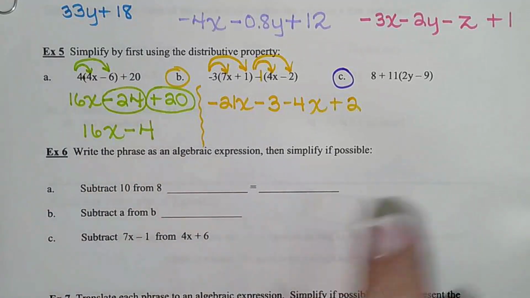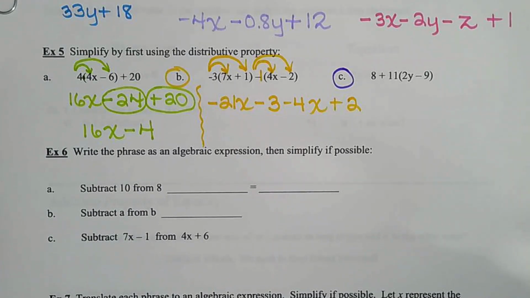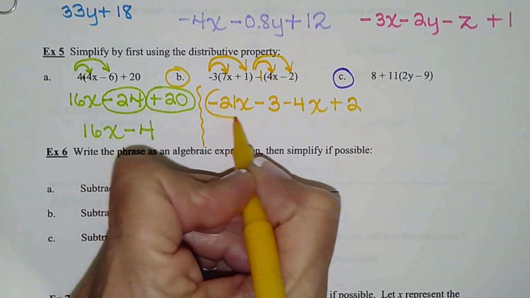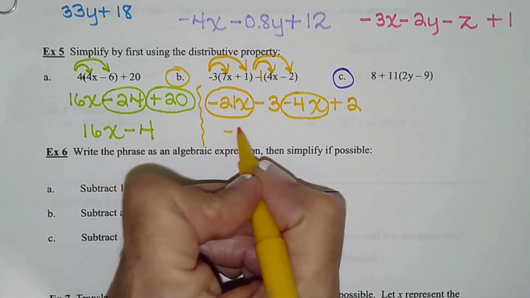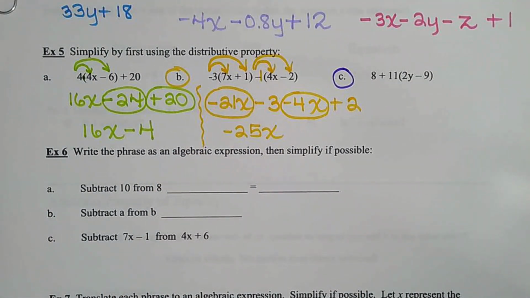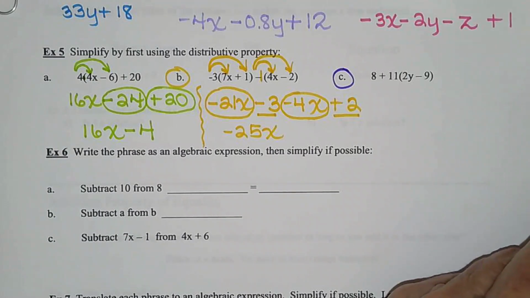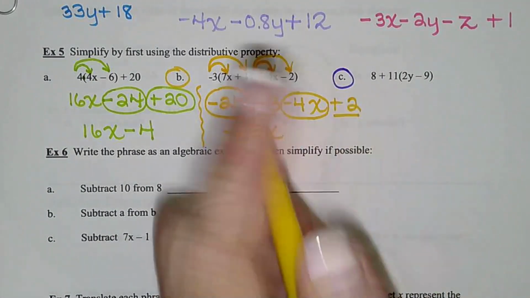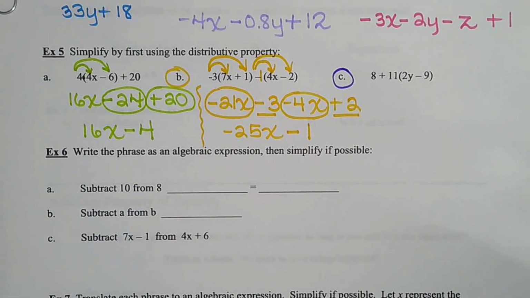And then because the directions say simplify, even if they didn't say simplify, you could never write this as an answer because you have like terms there that need to be combined. So we have a negative 21x and a negative 4x, which gives us negative 25x. When the signs are the same, add and keep the sign. And then we have a negative 3 plus 2. The signs are different, so I subtract. 3 minus 2 is 1, and I keep the sign of the larger, negative. So everybody do okay on that one?